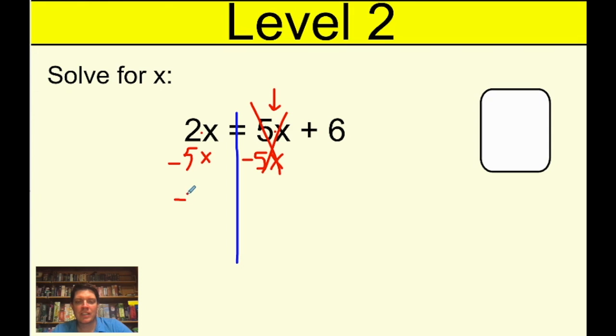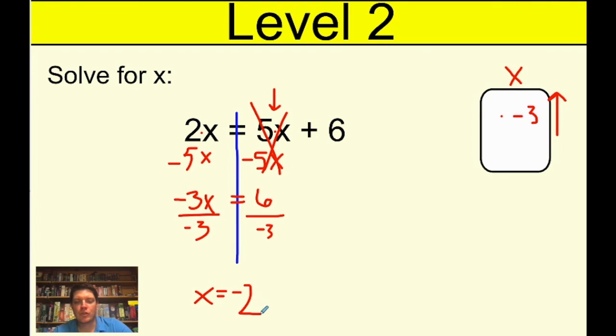2x minus 5x is -3x equals 6. Okay. Now, mom and dad only have one chart for you. It's being multiplied by -3. So we're going to do the opposite operations backwards and divide both sides by -3. Divide by -3. And x equals -2.